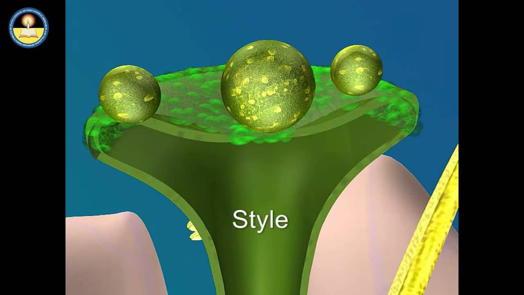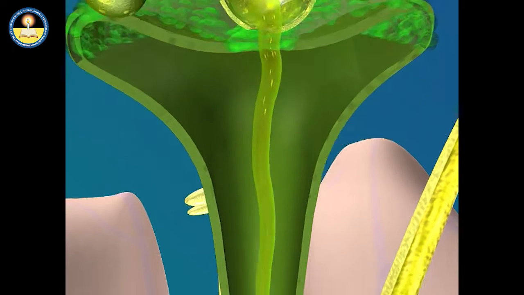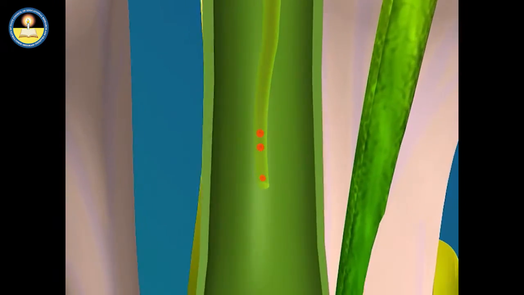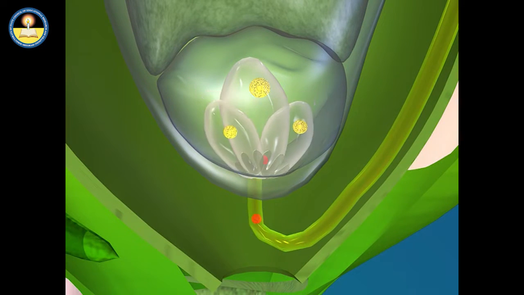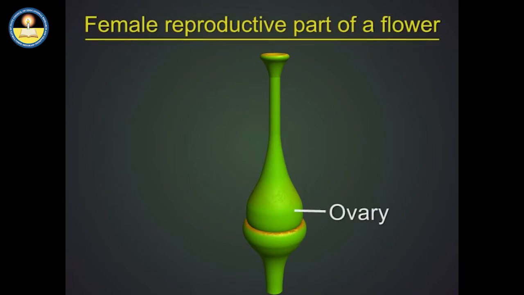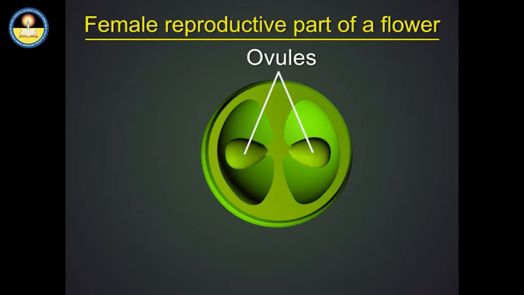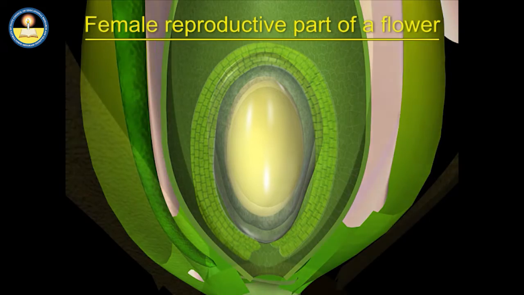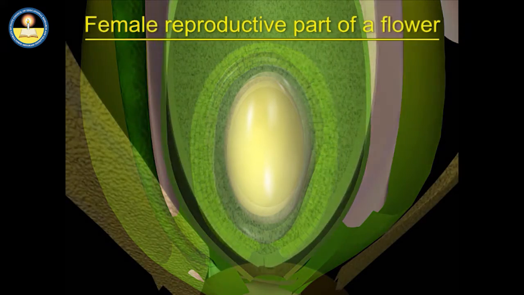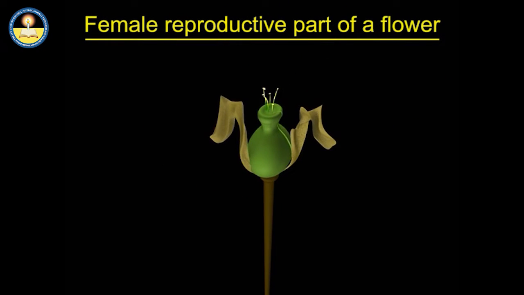The style is hollow and provides a passage for the male gametes to reach the female gametes, the eggs. The ovary is the chamber where there are one or more ovules attached to an axis. Ovule is the structure which gives rise to female reproductive cells and finally develops into seed after fertilization.